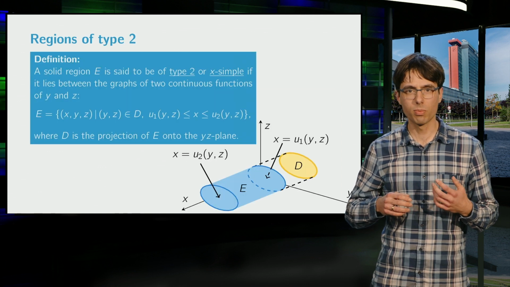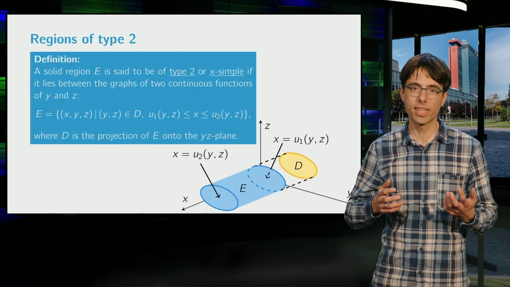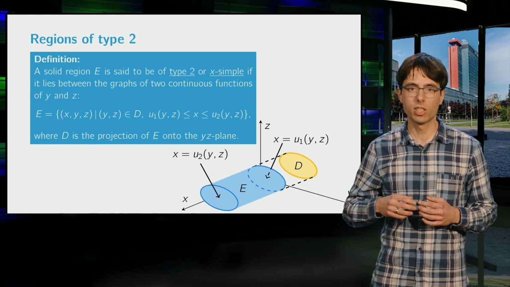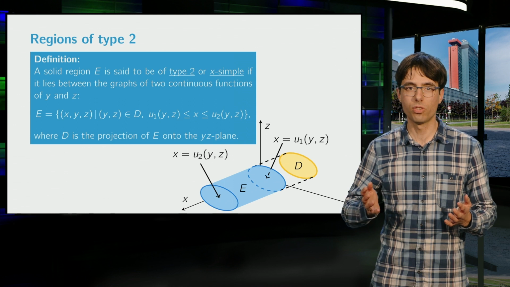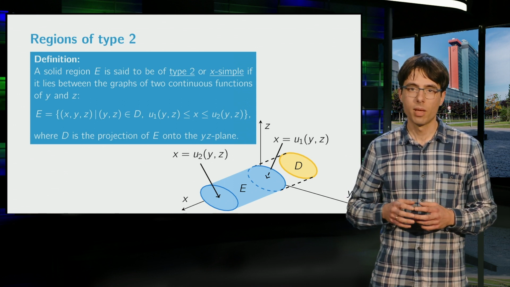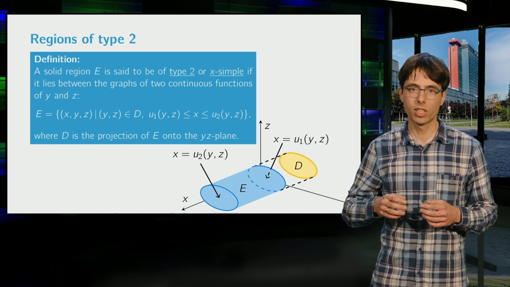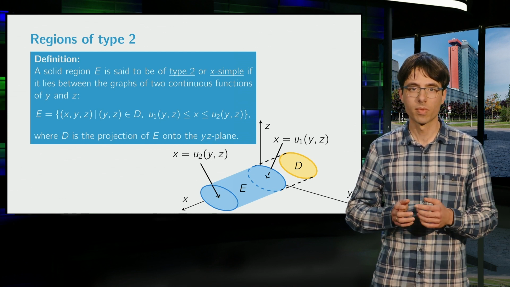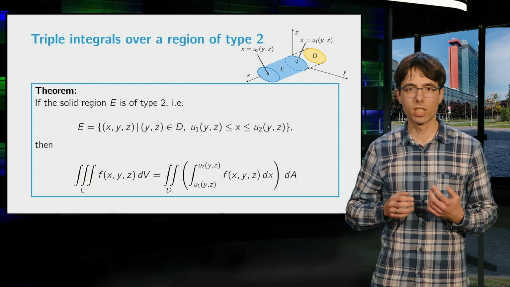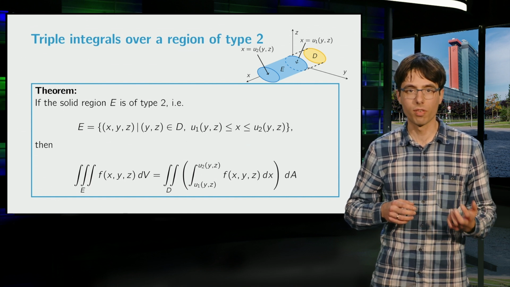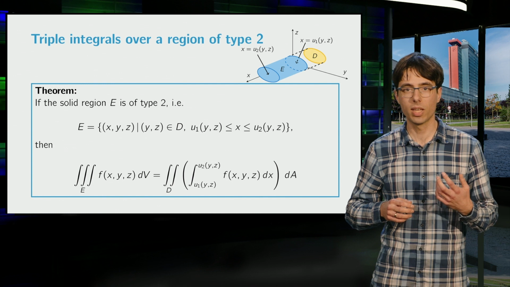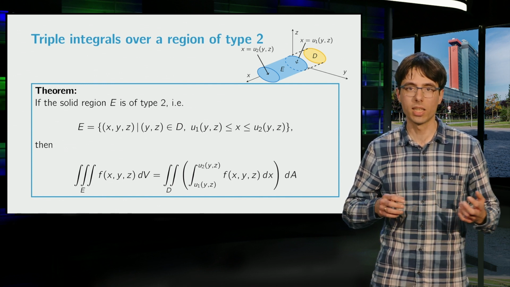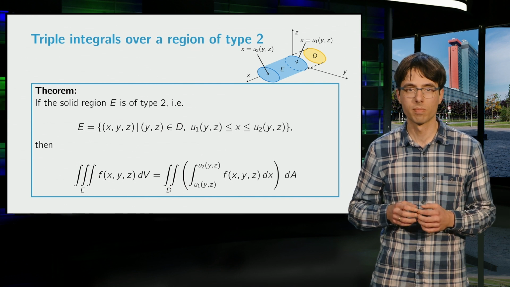The next type of region we consider is called type 2 or x-simple. Here x is the special variable because it is bounded in between 2 functions u1 and u2 of y and z. Meanwhile, y and z take values in the region D, which in this case is the projection on the yz plane. A triple integral over a type 2 region can be computed by first integrating the special variable x and then evaluating the resulting double integral in y and z over the projection D.